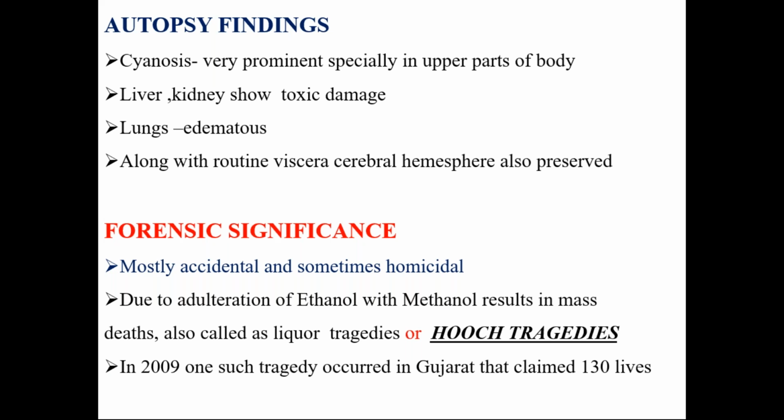A liquor tragedy came to light in 2009 in Gujarat, which killed about 130 people because of adulteration or contamination of ethanol with methanol. So this is known as a liquor tragedy. Mostly methanol poisoning is accidental. Sometimes it can be homicidal.